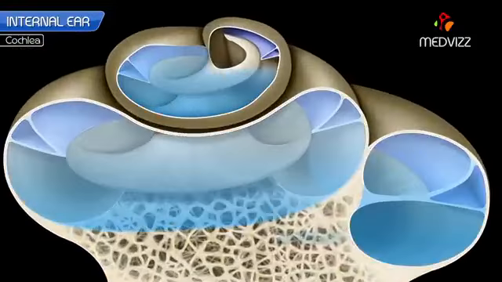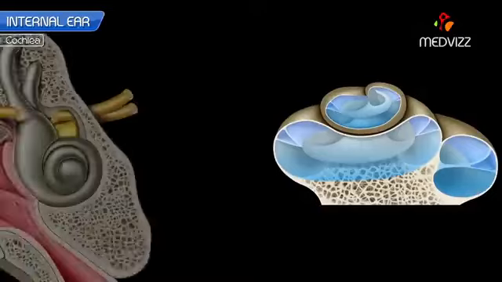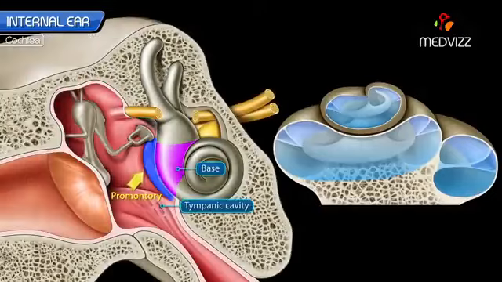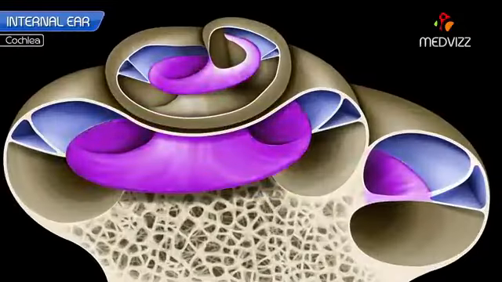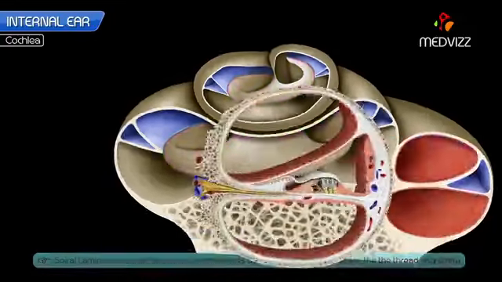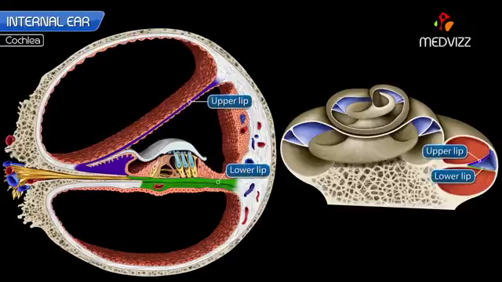Cochlear canal. It is arranged spirally around the modiolus and makes 2 3/4 turns. Its basal turn bulges into the tympanic cavity as a promontory. Spiral lamina. This is a spiral bony ridge which projects out from the modiolar surface like the thread of a screw. The free edge of the lamina splits into upper and lower lips.